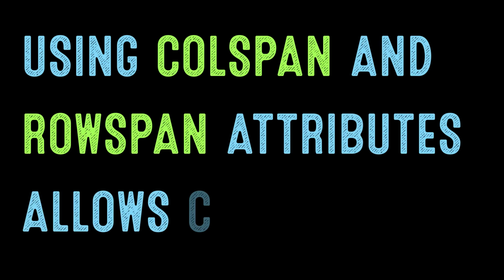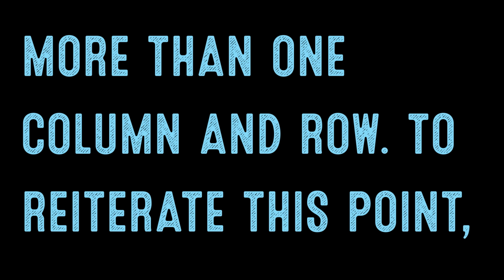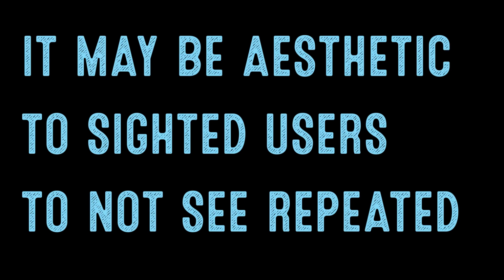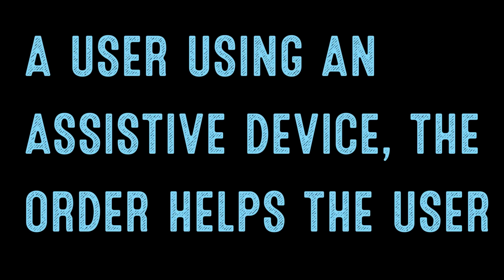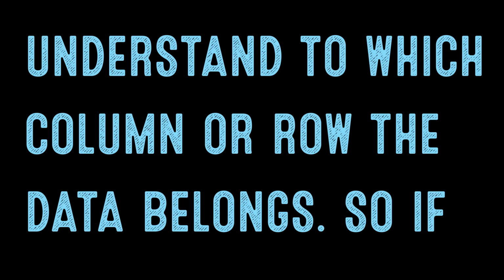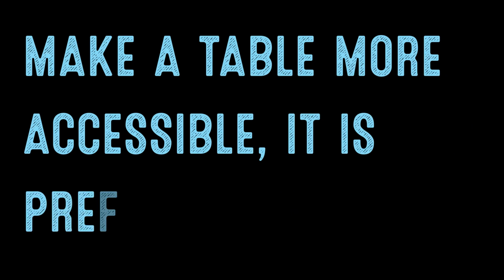Using colspan and rowspan attributes allows cells to span more than one column and row. To reiterate this point, it may be aesthetic to sighted users to not see repeated data, but since the information on a table is read to a user using an assistive device, the order helps the user understand to which column or row the data belongs. So if a column or row is skipped, it can cause confusion. So to make a table more accessible, it is preferable to avoid using these attributes.